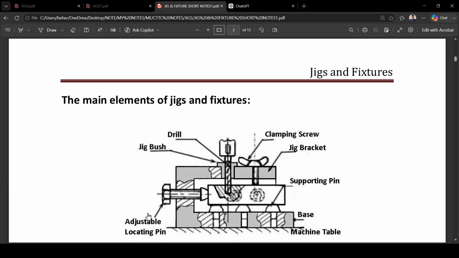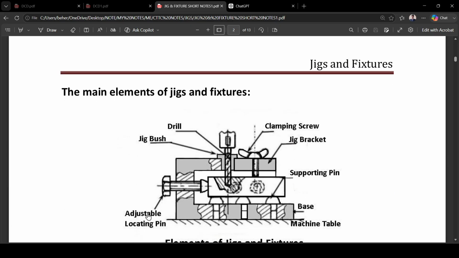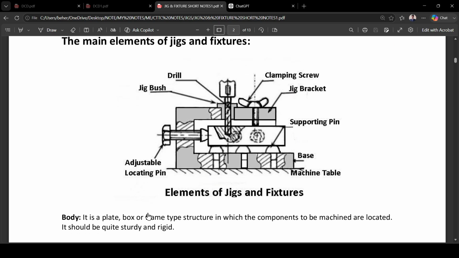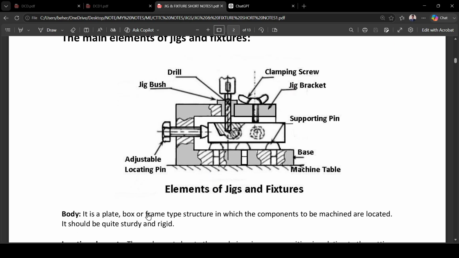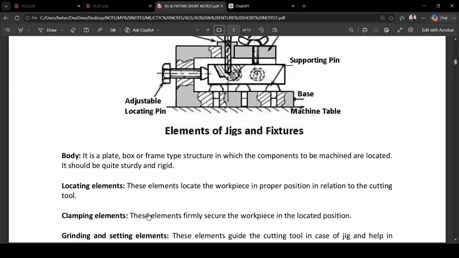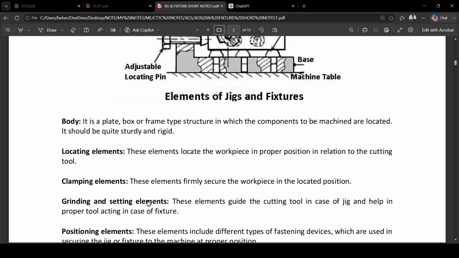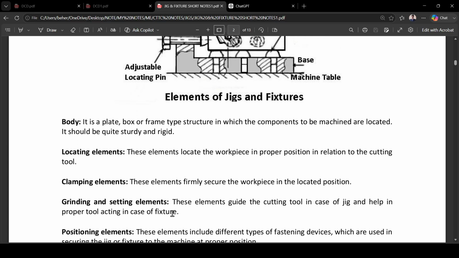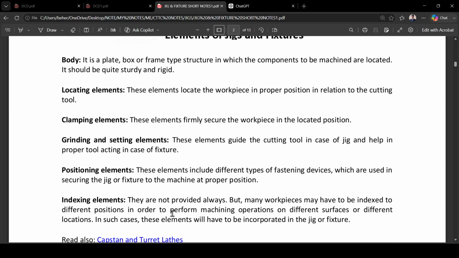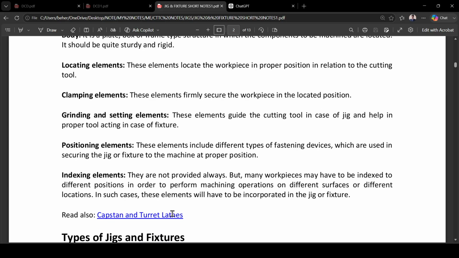So the main elements of jigs and fixtures we can mention. You can see the image of the jigs and fixtures. You can read and understand about them one by one. What is the body? What is the locating element? What is the clamping element? Then guiding and setting elements, and the indexing element. So you can read and write all these things.